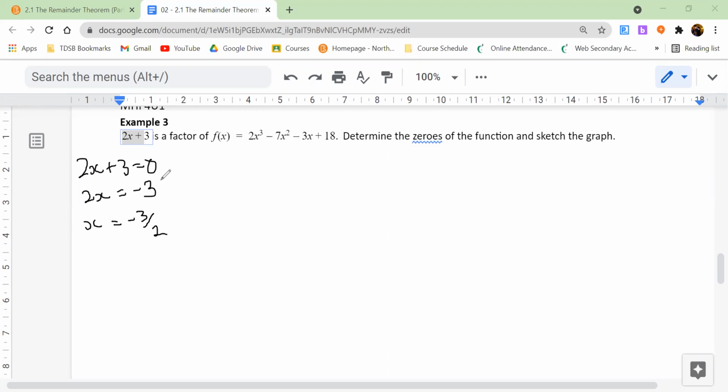So what do you do? How do you do synthetic division when you have a fraction? It's nothing too difficult, but you will see a couple more steps being used.